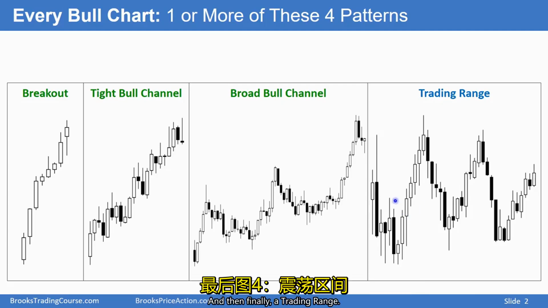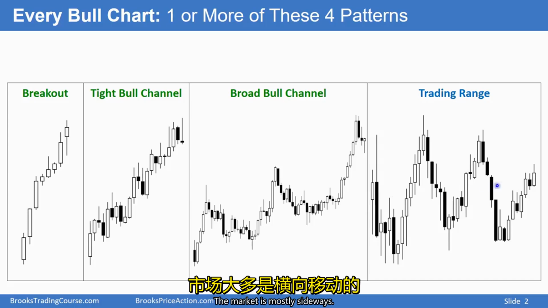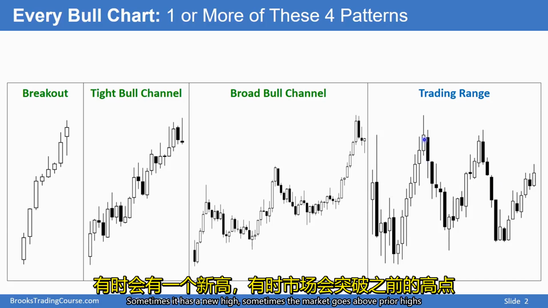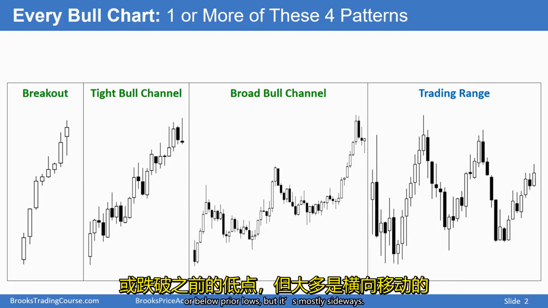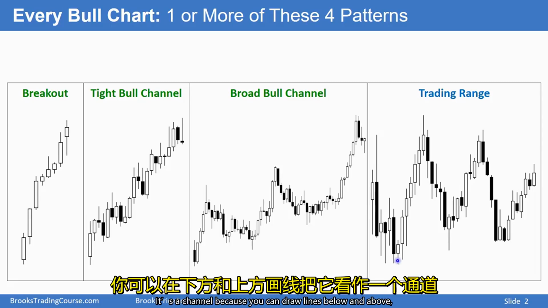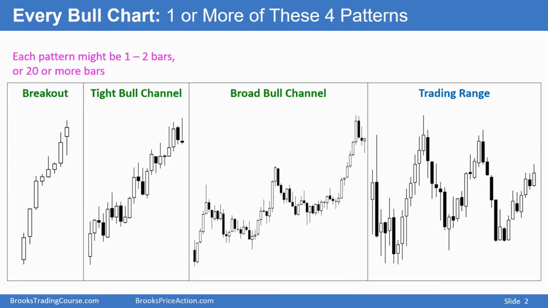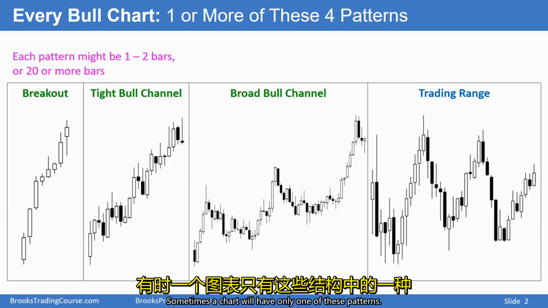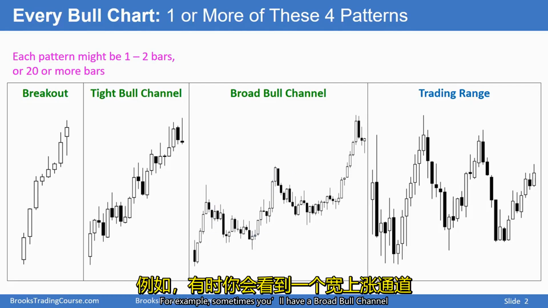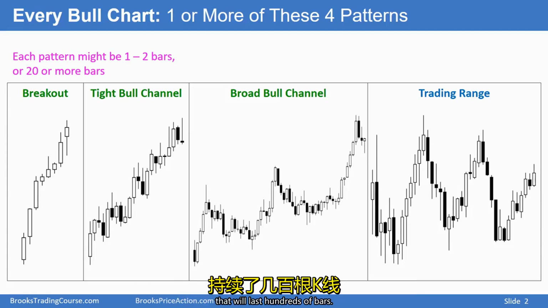And then finally, a trading range. The market is mostly sideways. Sometimes it has a new high. Sometimes the market goes above prior highs, below prior lows, but it's mostly sideways. It's a channel because you can draw lines below and above, but it's a sideways channel. Sometimes a chart will have only one of these patterns. For example, sometimes you'll have a broad bull channel that will last hundreds of bars.